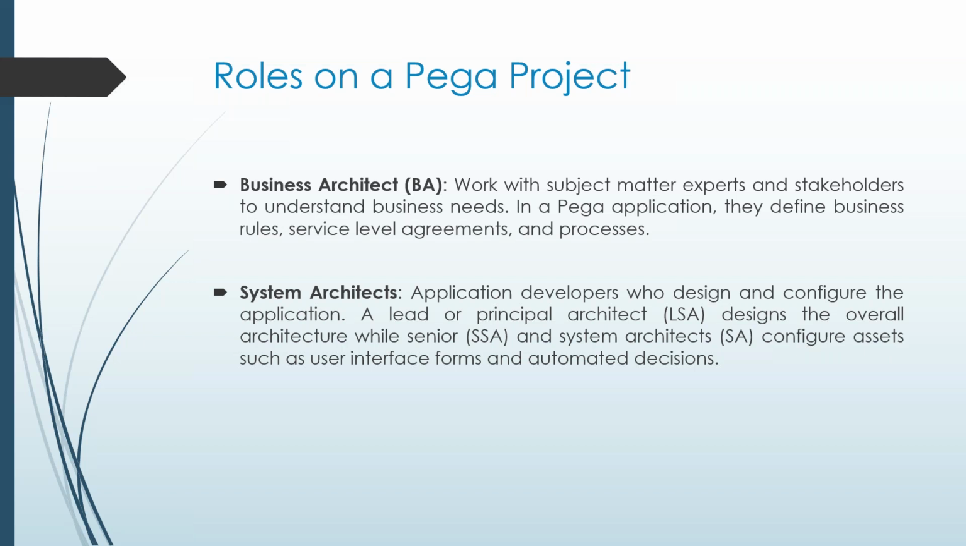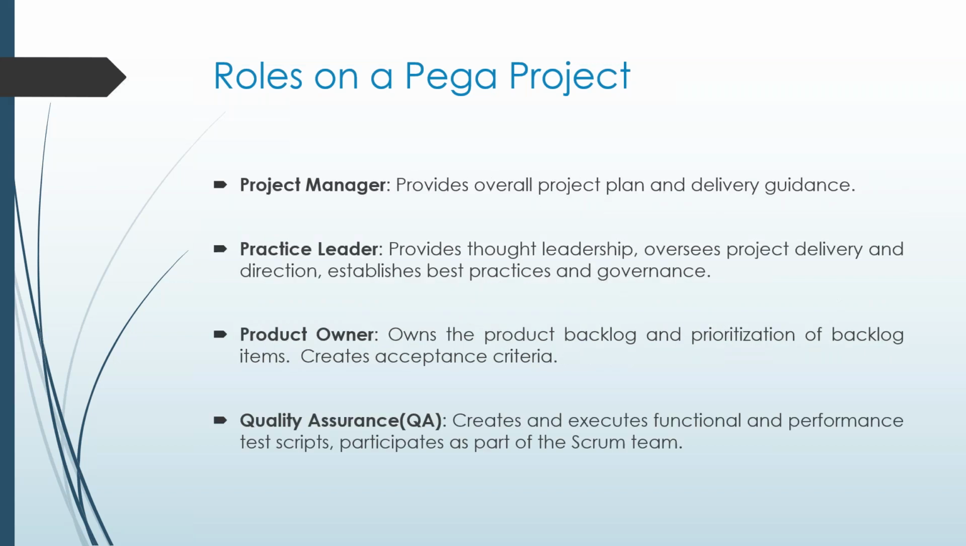Then we have system architects, which basically involve the development team, starting with the CSA, CSSAs, LSAs. All of these will be part of the system architects. Then we need a project manager to look after the delivery of your project. Then we have practice leaders to make sure that the project is going smoothly and following all the predefined best practices. Then the product owner, who is the initiation of your project, who gives the product backlogs and says what features or epics have to be picked first and related stuff.